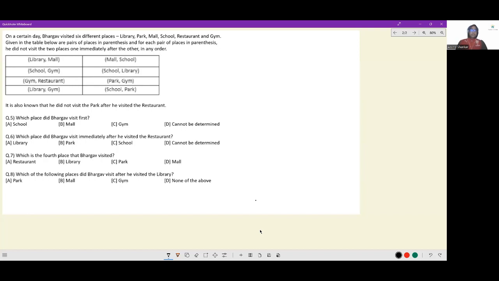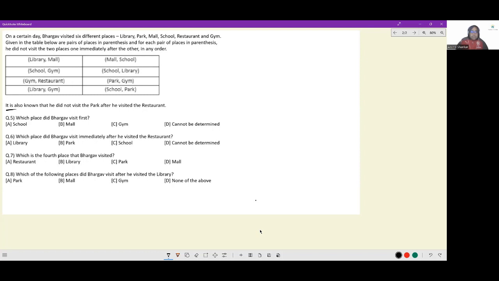Let's look at this question. On a certain day, Bhargav visited 6 different places: library, park, mall, school, restaurant, and gym. Given in the table below are pairs of places in parenthesis, and for each pair, he did not visit the 2 places one immediately after the other in any order. So these 2 places cannot come consecutively.